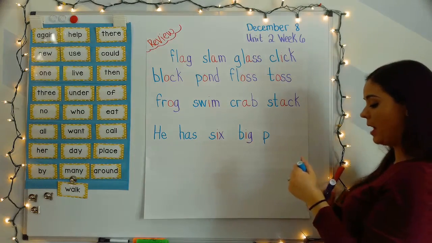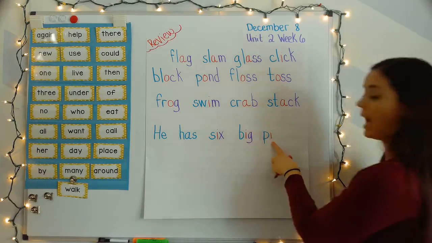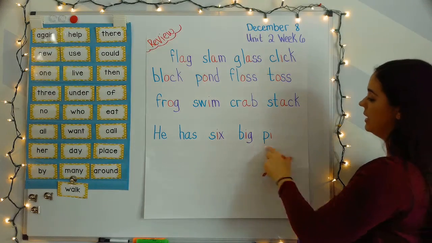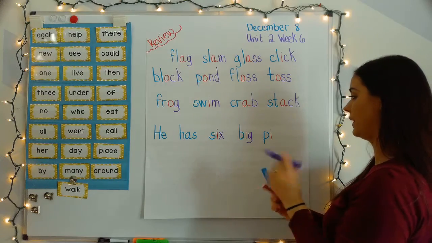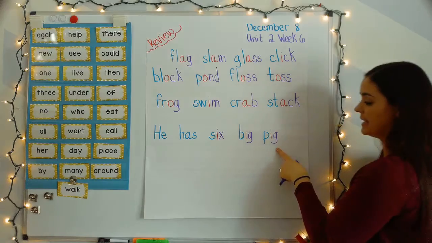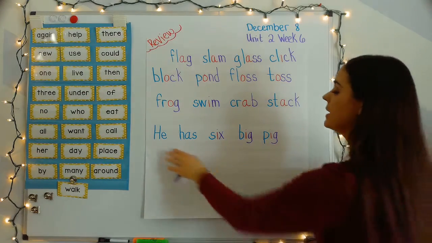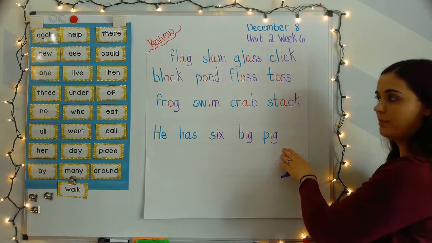P says P. I says I, P, I, P. G says G, P. Ig, pig. All right, let's read our sentence. He has six big pig.